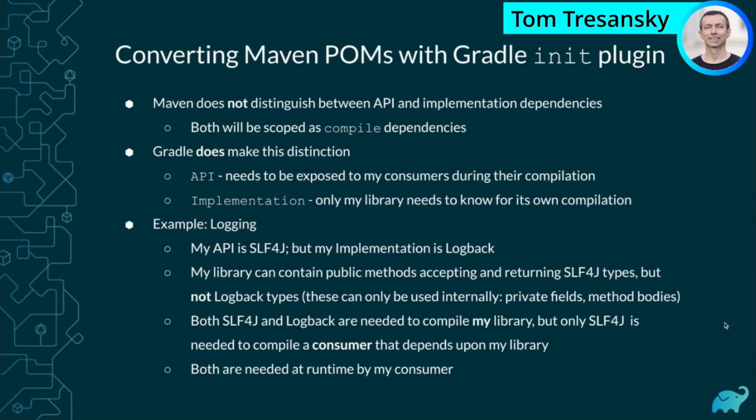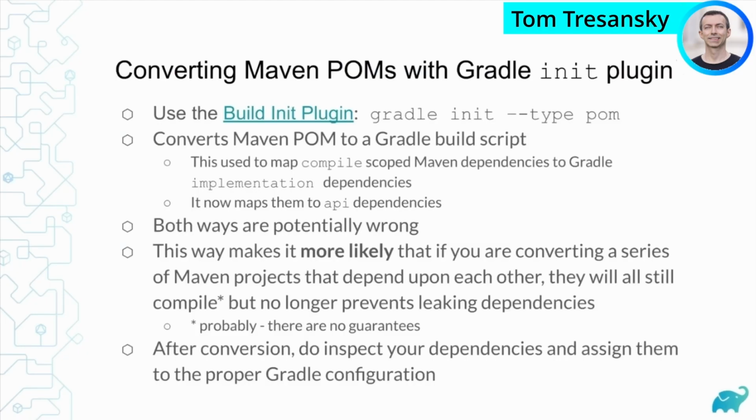In Gradle, we do make this distinction. We have API versus implementation, and we can avoid exporting dependencies that aren't part of a library's API as transitive compilation dependencies to downstream projects. So Gradle's built-in init plugin has a mechanism for converting an existing Maven build to a Gradle one. So you run the init task. This plugin previously mapped all the Maven compile scope dependencies to Gradle implementation dependencies.